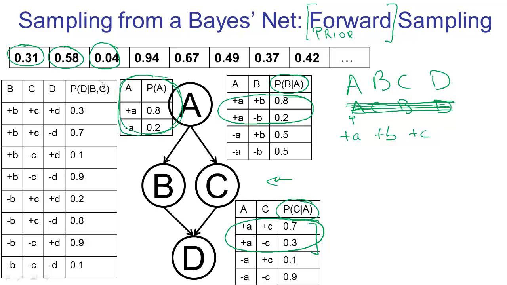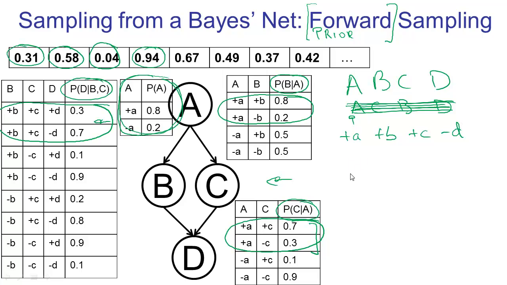Moving on to D, big table over here. Our conditioning variables B and C take on plus B and plus C. That means we're looking at this part of this conditional probability table. 0.94 will map to minus D. So our first sample has been generated. It's plus A plus B plus C minus D. Let's move on to the next sample.